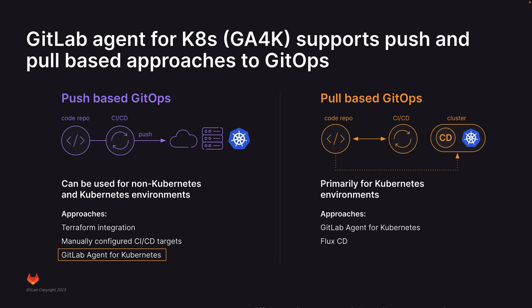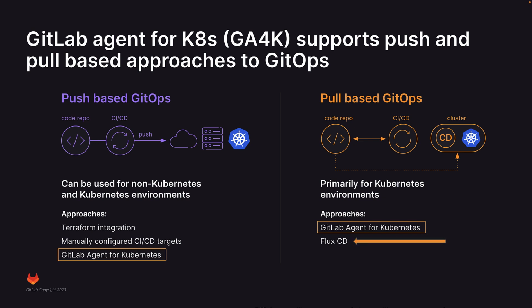The other approach is what we call pull-based GitOps, which leverages the GitLab agent for Kubernetes also. This approach is for Kubernetes infrastructure targets, and it consists of an agent that gets deployed to the Kubernetes cluster and pulls infrastructure updates from Git to the cluster. With this approach, organizations can start reaping the benefits of GitOps for their Kubernetes targets from the get-go.